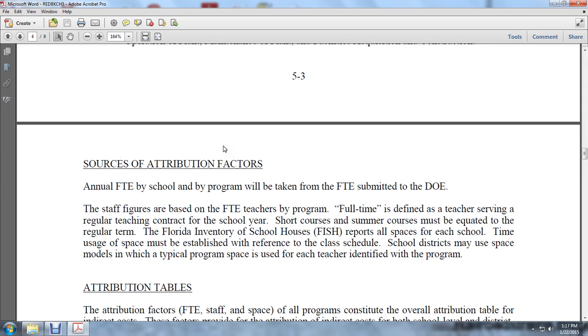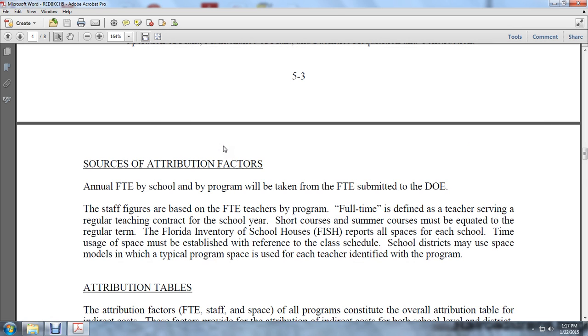The annual FTE by schedule of the program will be taken from the FTE submitted by the Department of Education. The staff figures are based on the FTE teachers by program. Full-time is identified by the term serving the regular teaching contract of the school year. Short courses and summer courses must be equated to the regular term.